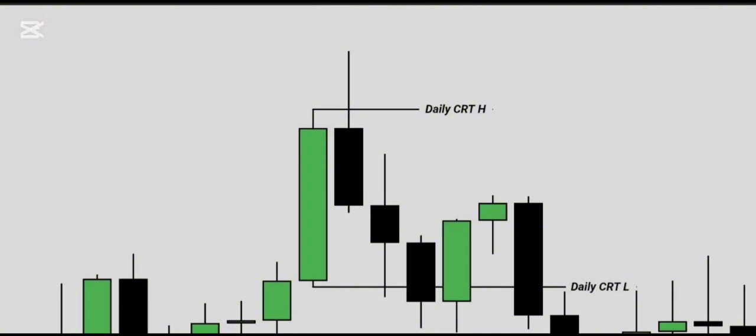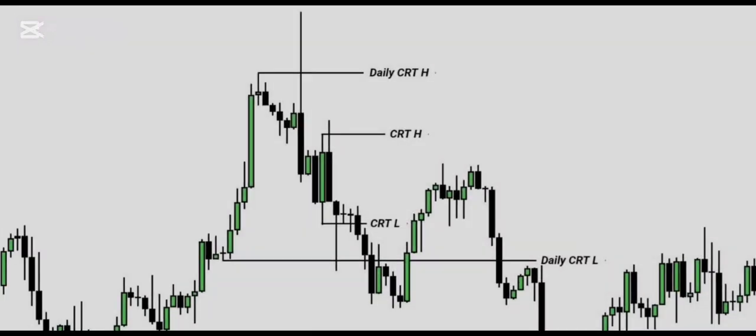Do we understand? So let me show you in the 4 hours what I'm saying. Right, now as you can see, this is the daily CRT low and this is the daily CRT high, and this is the candle that purged the daily CRT high. As you can see, all I will do now is to look for a candle range that I will trade in the 4 hour, either to the 4-hour CRT low or the 50% of the daily CRT, or the daily CRT low.